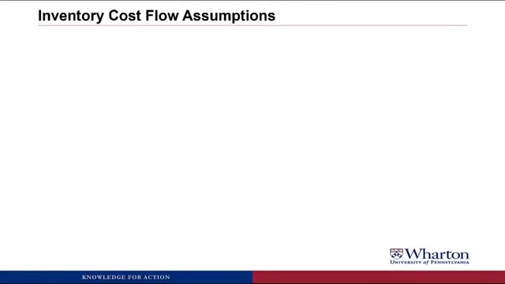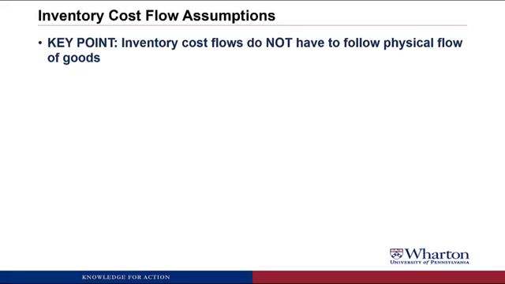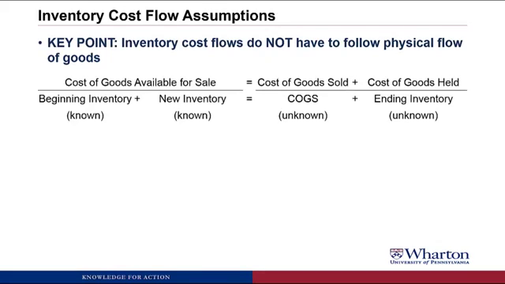We have to start out with a key assumption, and if you don't keep this assumption straight, you're going to be confused for much of the rest of this video and probably much of the rest of your life. Anyway, the key assumption is that the inventory cost flows do not have to follow the physical flow of goods. So what I mean by this is if we remember the inventory equation where we have our beginning inventory plus new inventory, that has to equal the cost of goods sold plus the ending inventory.